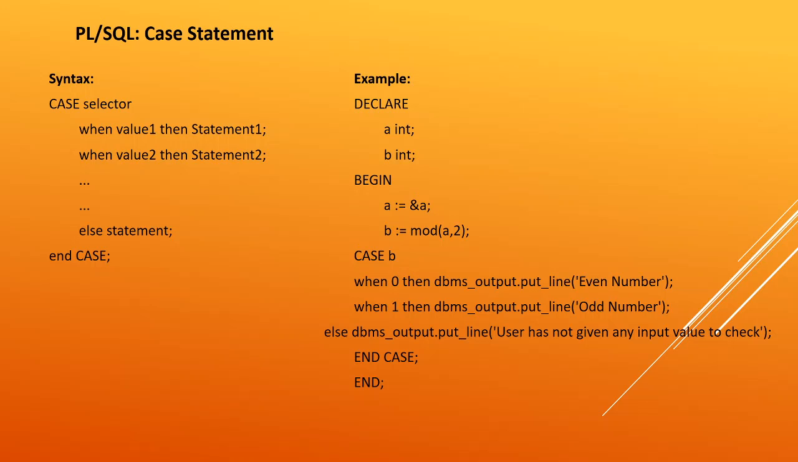All right, so the next decision making statement is case. Just like switch case. What does switch case do? It checks against one particular value, and whichever case matches, the statement within that particular case gets executed. So it's similar to that. This program is written to print whether the given number is even, odd, or if it is a 0, it is considered neither odd nor even. Then we say the user has not given any input value to check.